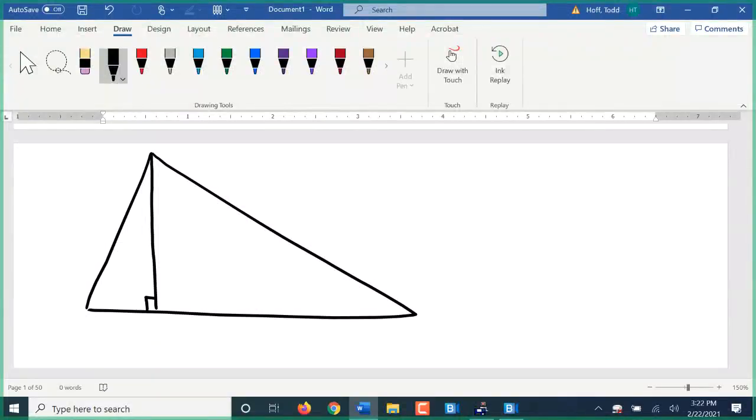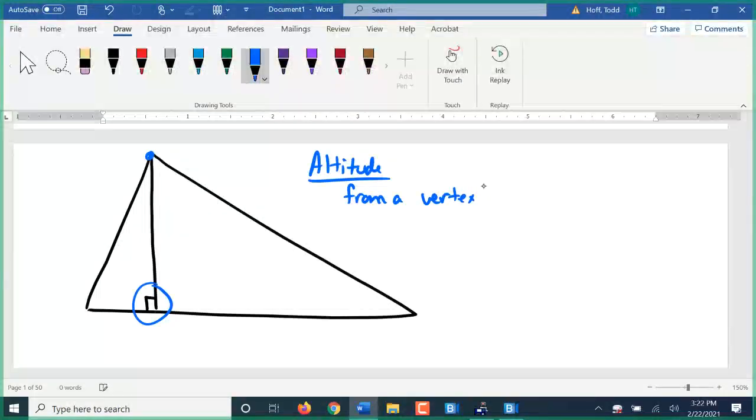In a triangle, if I draw a line from a vertex to the opposite side, so that it intersects at a right angle, that is called an altitude. From a vertex and perpendicular to the opposite side.